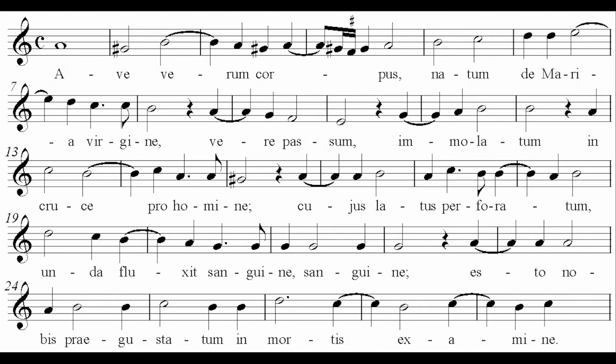Frequent and similar syncopations occur in William Byrd's Ave Verum Corpus, which has the comparable text, "Hail, true body, born of the Virgin Mary, who has suffered truly, was sacrificed on the cross for mankind, whose side was pierced and flowed with blood. Be for us a foretaste when in death we are examined." Here, I'm speaking the soprano part with a consistent tactus.